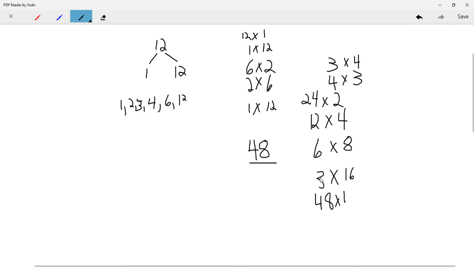Because if I try to do it with something like 3 times 16, what is half of 3? Well, 1.5 is half of 3, but clearly 1.5 has to be a whole number to be a factor. Though technically 1.5 times 32 would equal 48. But yeah, factors have to be whole numbers. All right, so hopefully that was helpful.